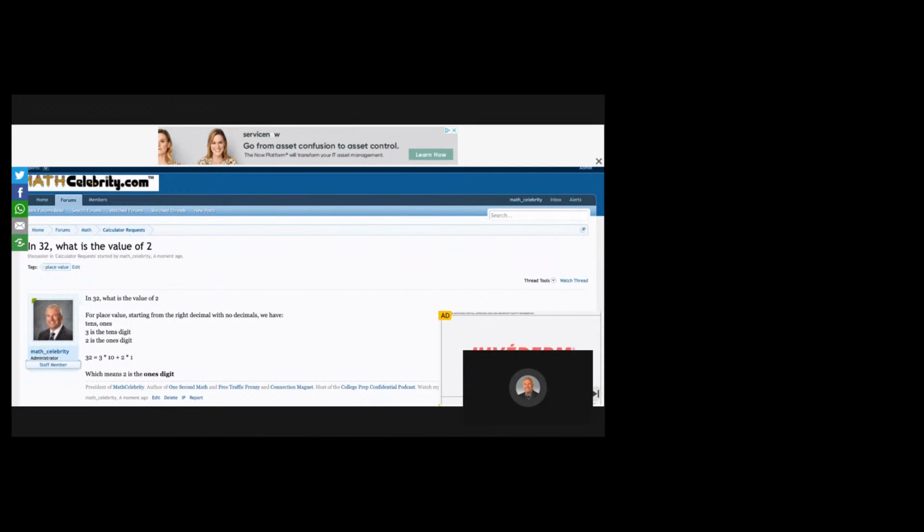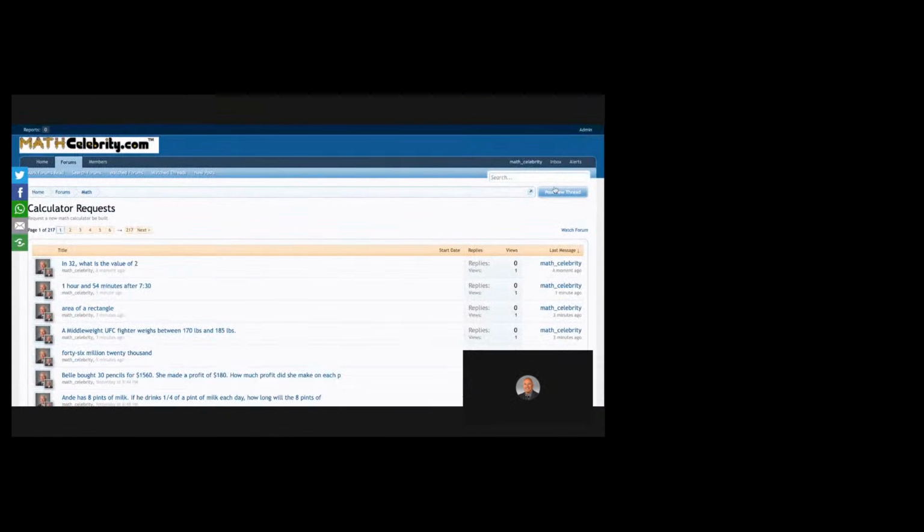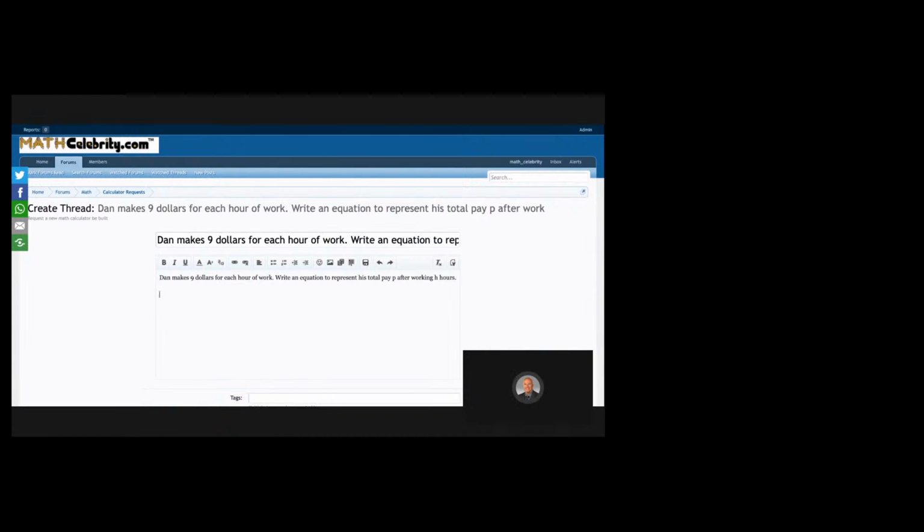All right, so next, here's a pay compensation problem. This is a quickie. Dan makes $9 for each hour of work. Write an equation to represent his total pay P after working H hours. We know that pay on an hourly basis equals hourly rate times H. We're given pay P equals the hourly rate times H. We're given an hourly rate of 9, so we have P equals, and then bold that, 9H.